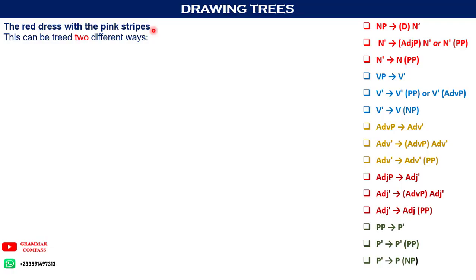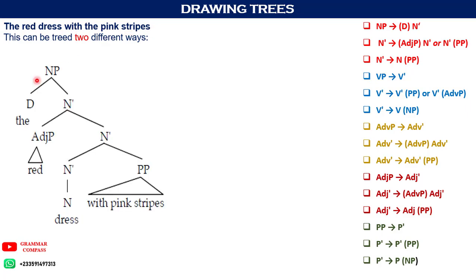So either way, you are going to generate 2 different trees. So let us start. What kind of phrase is this? It is an NP. So this NP, does it have a specifier? Yes, the. So you bring the specifier, and the specifier rule states that the D, the determiner, should be a sister to a bar level. Don't forget to apply your rules. So we bring a bar level.